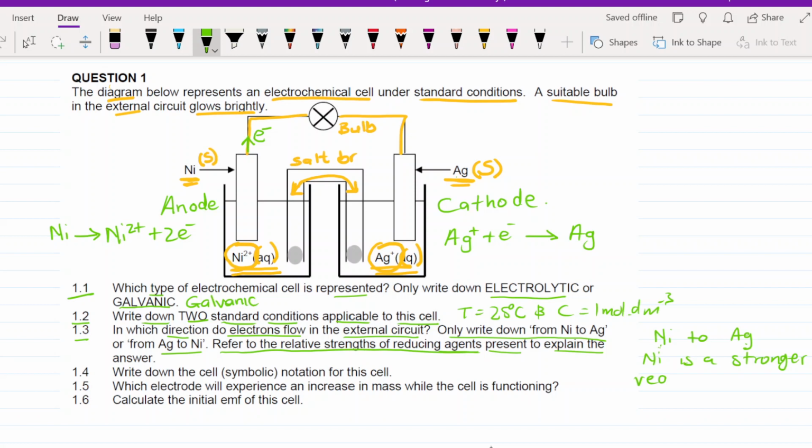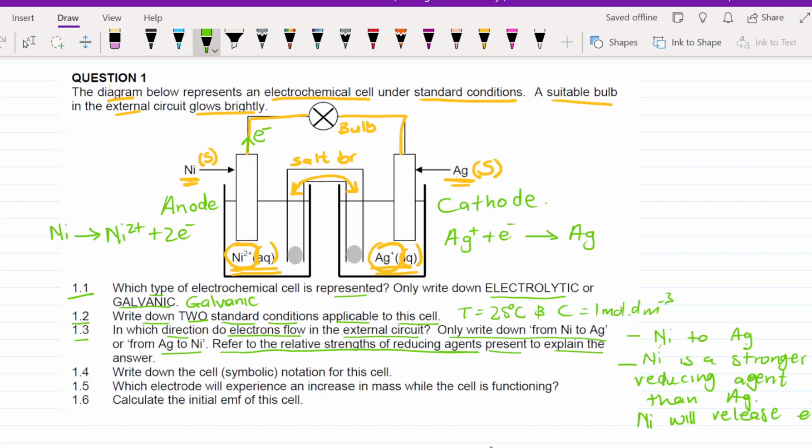reducing agent than silver. That means that the nickel will release electrons. Nickel will release electrons because it is a stronger reducing agent. It is the one that has the ability to give, to donate. So because of that, it's going to lose mass and the silver will gain mass.